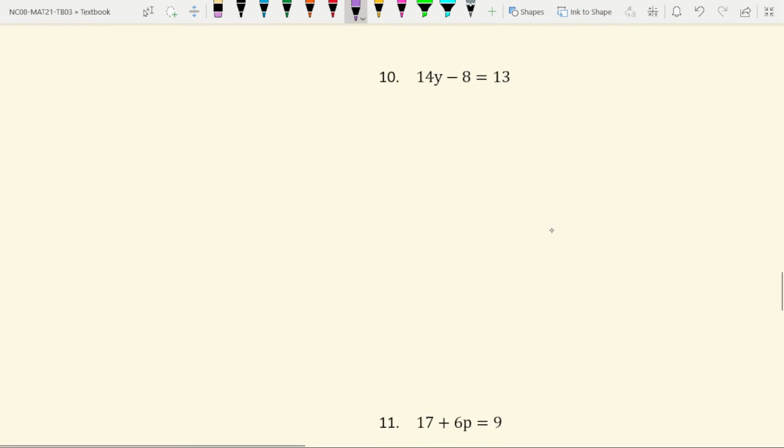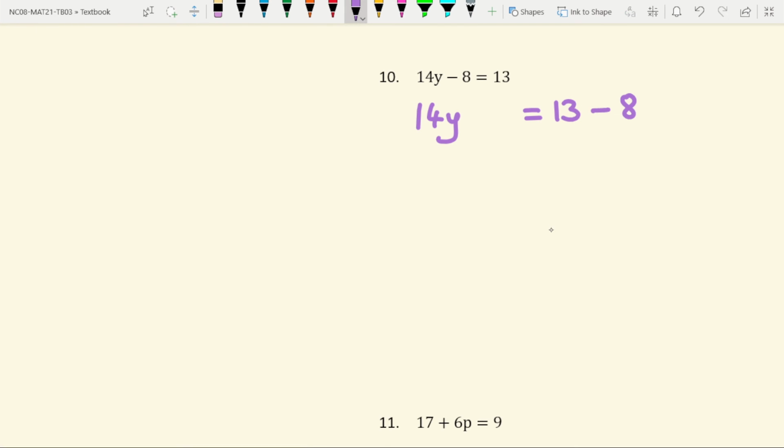Let us solve the next equation now. In the next equation, 14y is the unknown term, minus 8 is a known term, and 13 is a known term. All known terms should be in the RHS. So we'll shift minus 8 to the RHS. Known terms will shift to the RHS, and while shifting, the symbol will change.